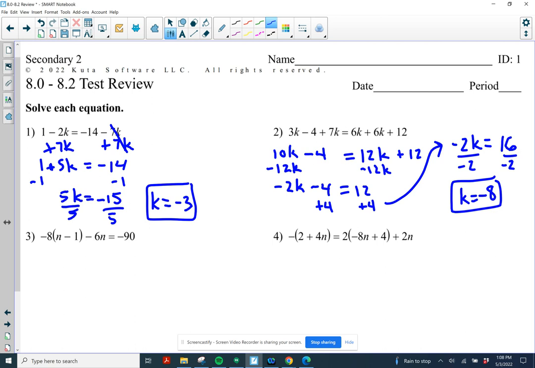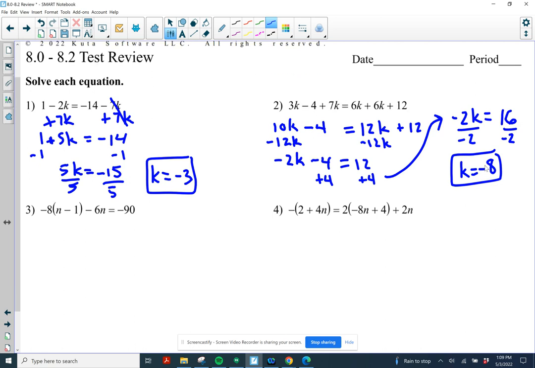All right, example or problem 3. Notice we have parentheses, so we're going to have to do some distributing. So we're going to distribute first and then combine like terms if we have any. Negative 8 times n, negative 8 times negative 1. All right, I'm going to combine the like terms. My negative 8n and my negative 6n become negative 14n, because negative 8 take away 6 is negative 14, or negative 8n plus negative 6n is negative 14n. Either way you look at it.